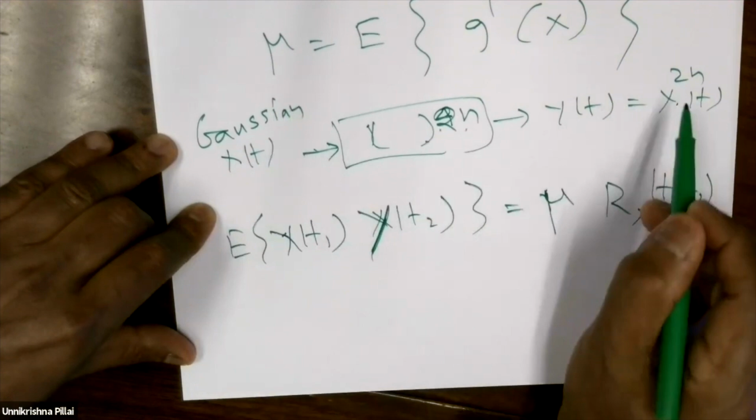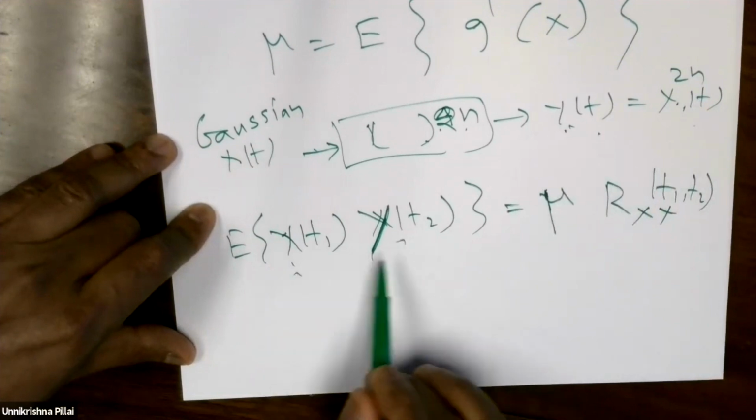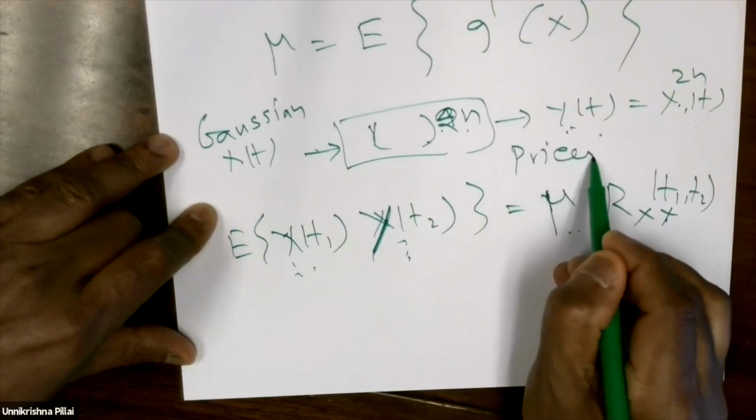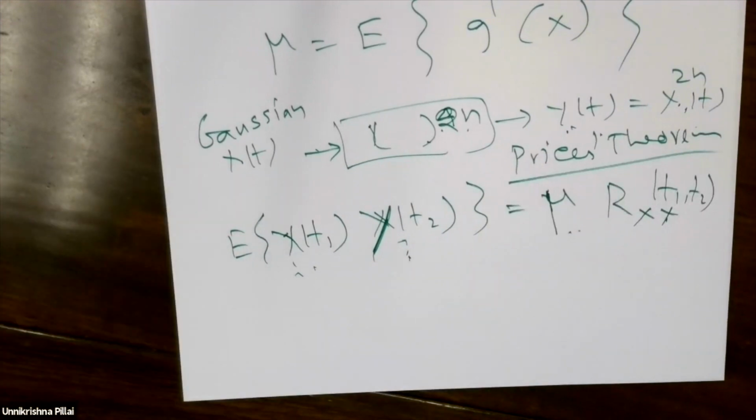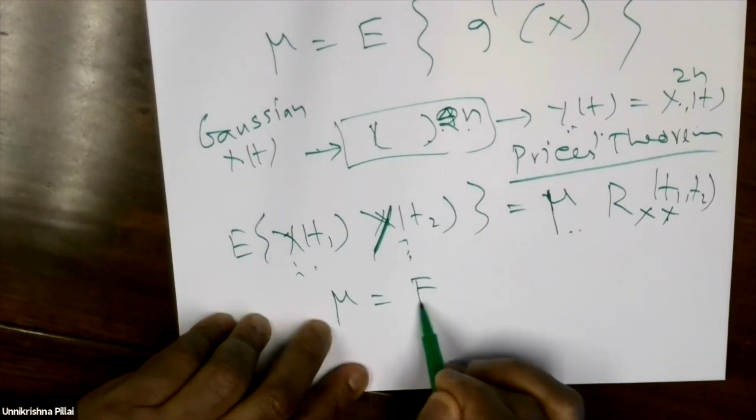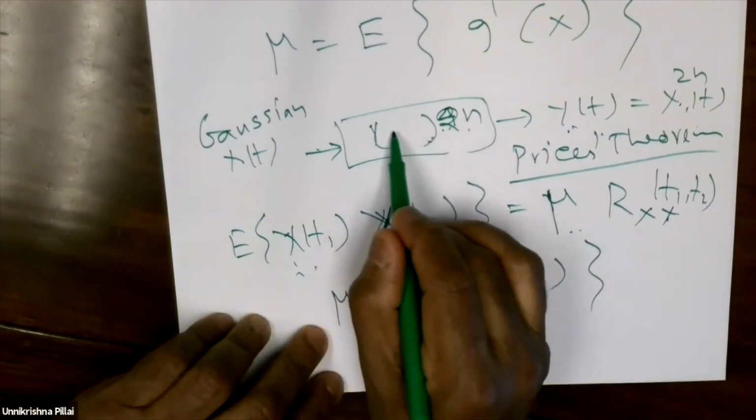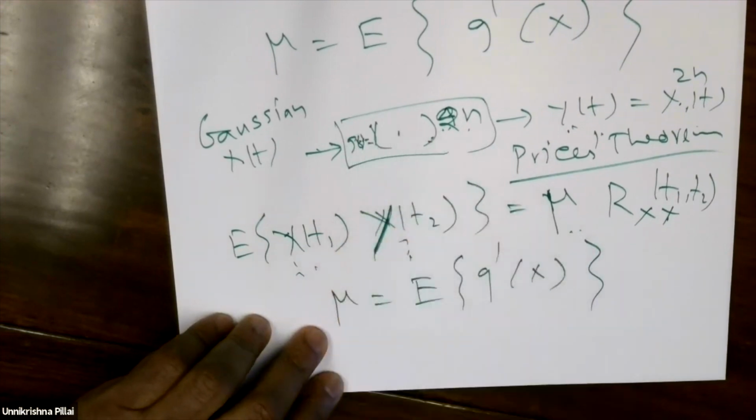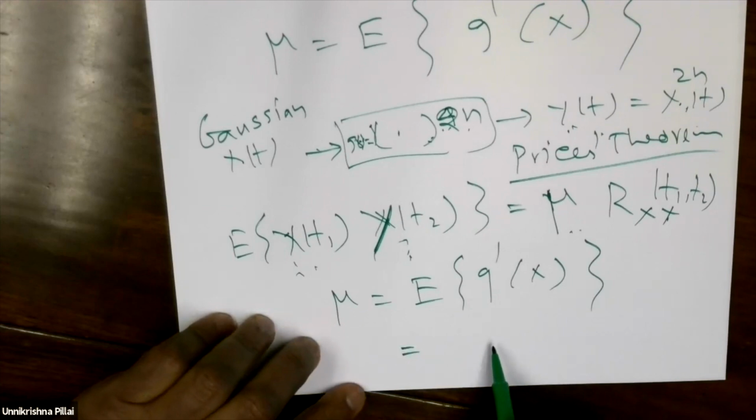I took an even power, so that is definitely like a square or 4th power. So this is not Gaussian. And I look at the cross-correlation function, it is this. This is known as Price's theorem, P-R-I-C-E. There are other names for it, but mu is the expected value of g prime of x. What is g prime here? g of x is x to the power 2n. So what is g prime of x? Quickly. You don't know how to take the derivative of x to the power 2n?